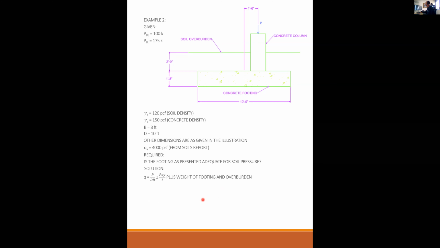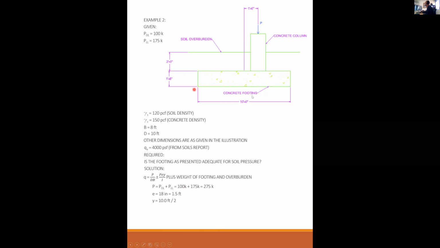Solution. So now my soil pressure is going to be equal to P over A plus or minus My over I, plus the weight of the footing itself and the soil overburden. You cannot forget about those elements. So my axial load is the dead load plus the live load, which is 100 plus 175. I get 275 kips. Eccentricity 18 inches, 1.5 feet.